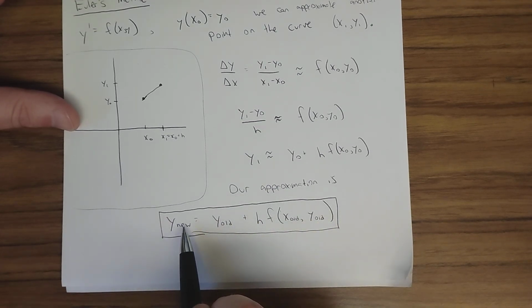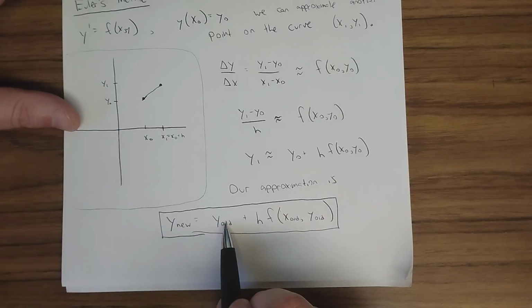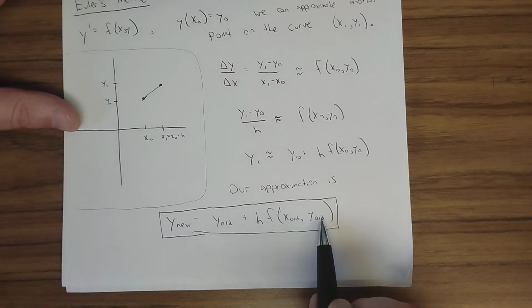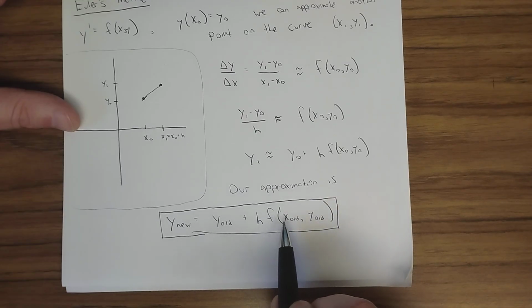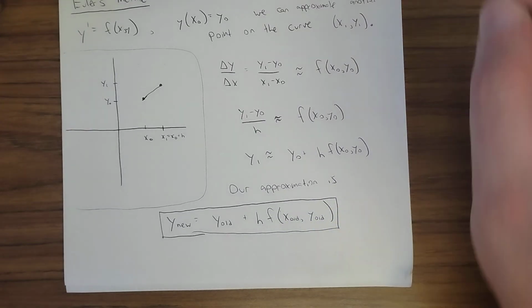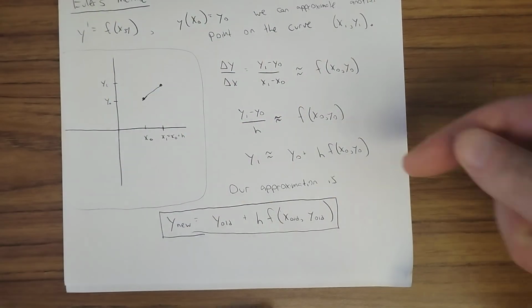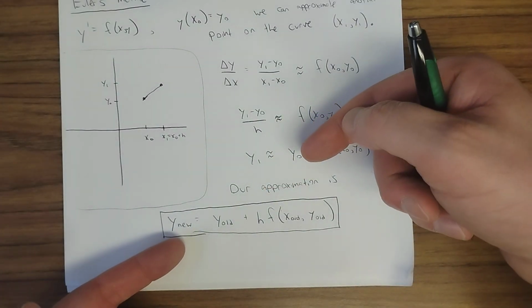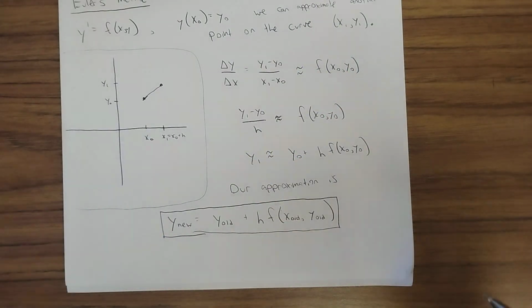The new value of y is just the old value of y plus h times the old slope. In other words, f of the old values. This is the same as this, except y1 I'm calling y new, and sub-zero means old.